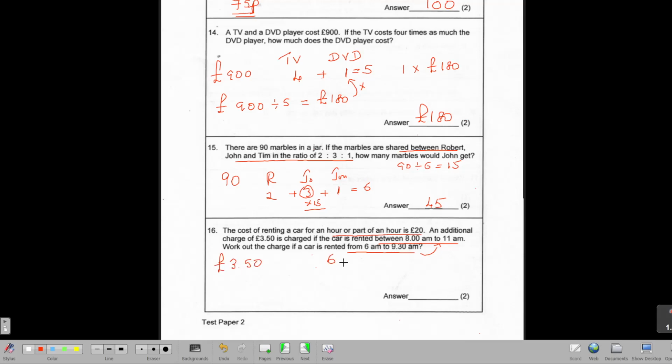Then we work out 6 to 9:30. How many hours? That is 3 hours and 30 minutes. But even if it's part of an hour, you still have to pay 20 pounds. So altogether you have to pay for 4 hours, 20 pounds each hour, which is 80 pounds. You have that to pay plus the 3.50 because it was in that time period, 8 am to 11 am. So you add them together, 83.50.